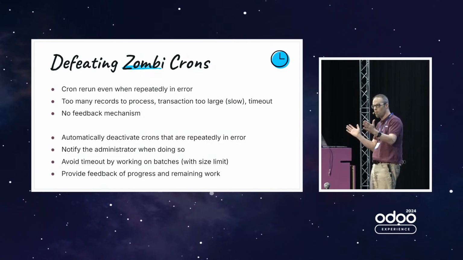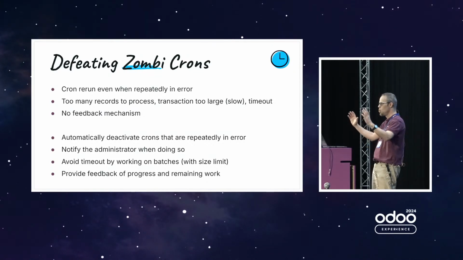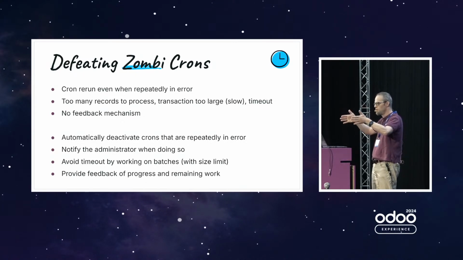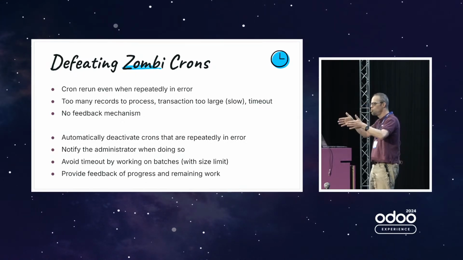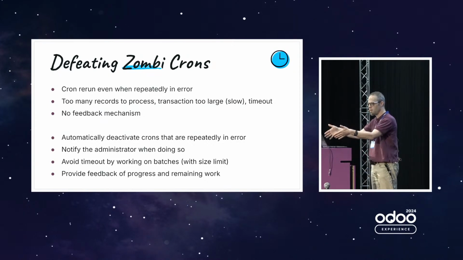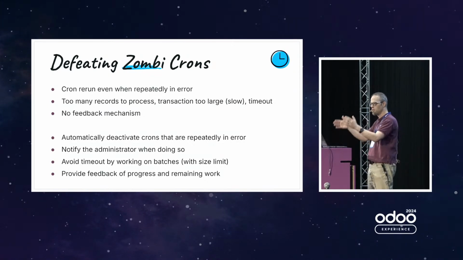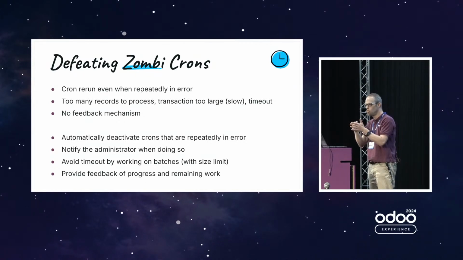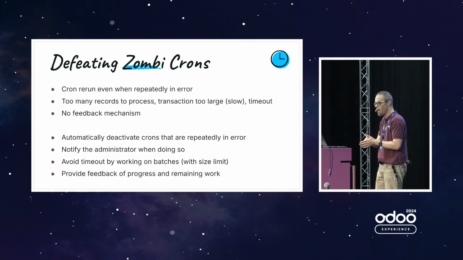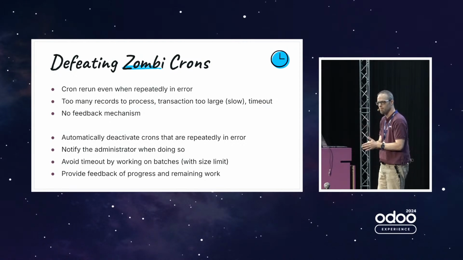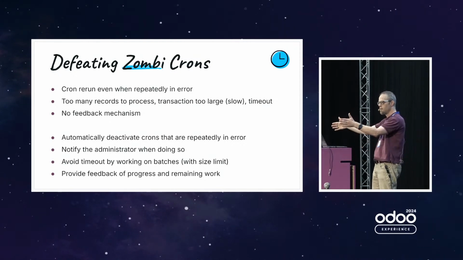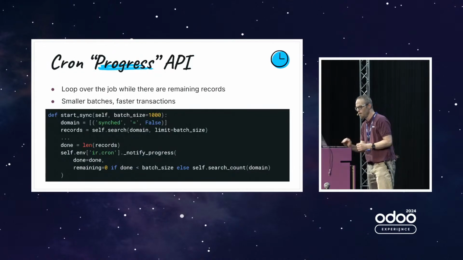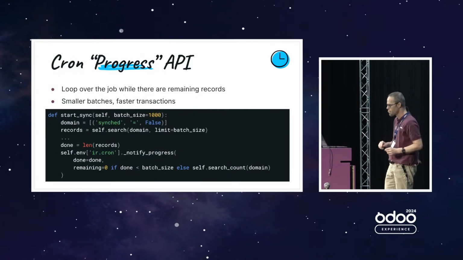And so the good practice is to not do too much within one transaction. Try to process a batch that's small enough to be fast. And the trick is to tell the cron executor, I'm not completed yet. I've done some progress. Here's the progress I've done. And this is what we end up with.